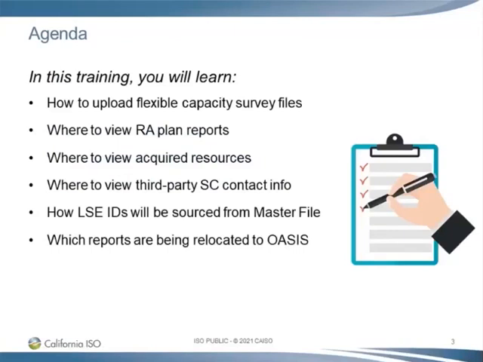A quick overview of what we'll be talking about today. In this training, you will learn how to upload your flexible capacity survey files, where to view your RA plan reports, where to view acquired resources, and where to view third-party scheduling coordinator contact information. We'll also talk about how we're going to be sourcing load-serving entity IDs from master file going forward in CIRA, and I'll show you which reports are being relocated to Oasis.